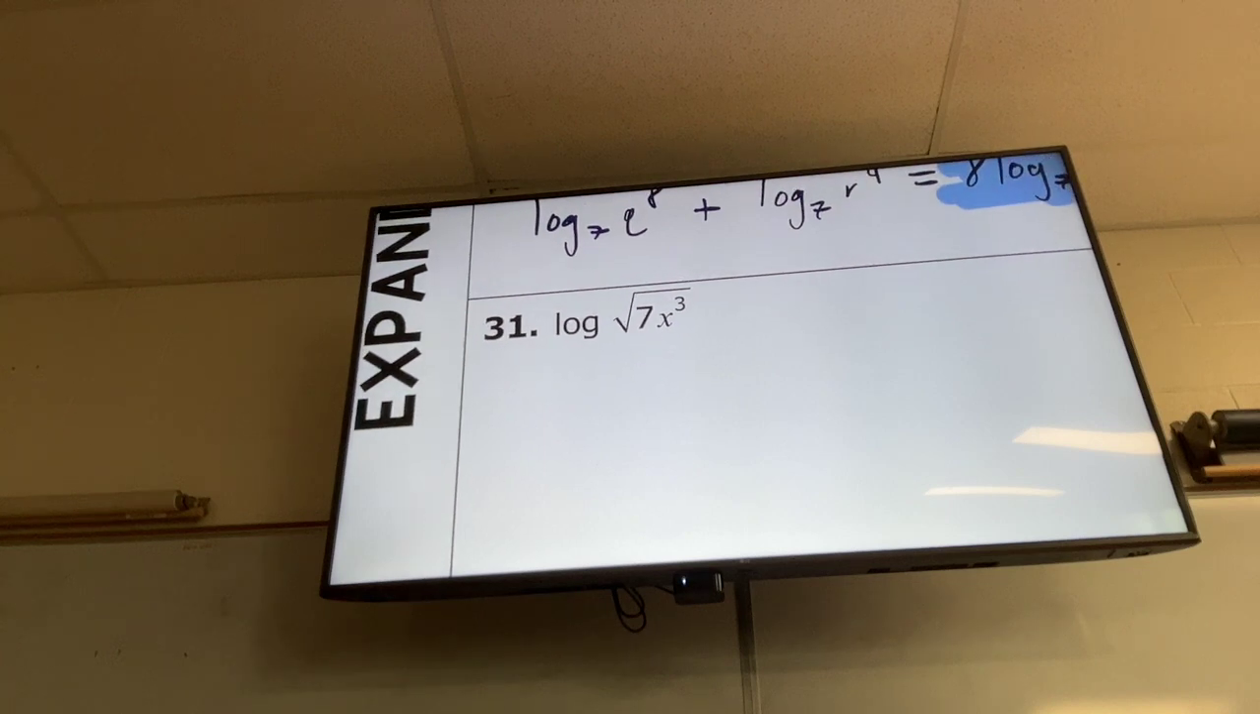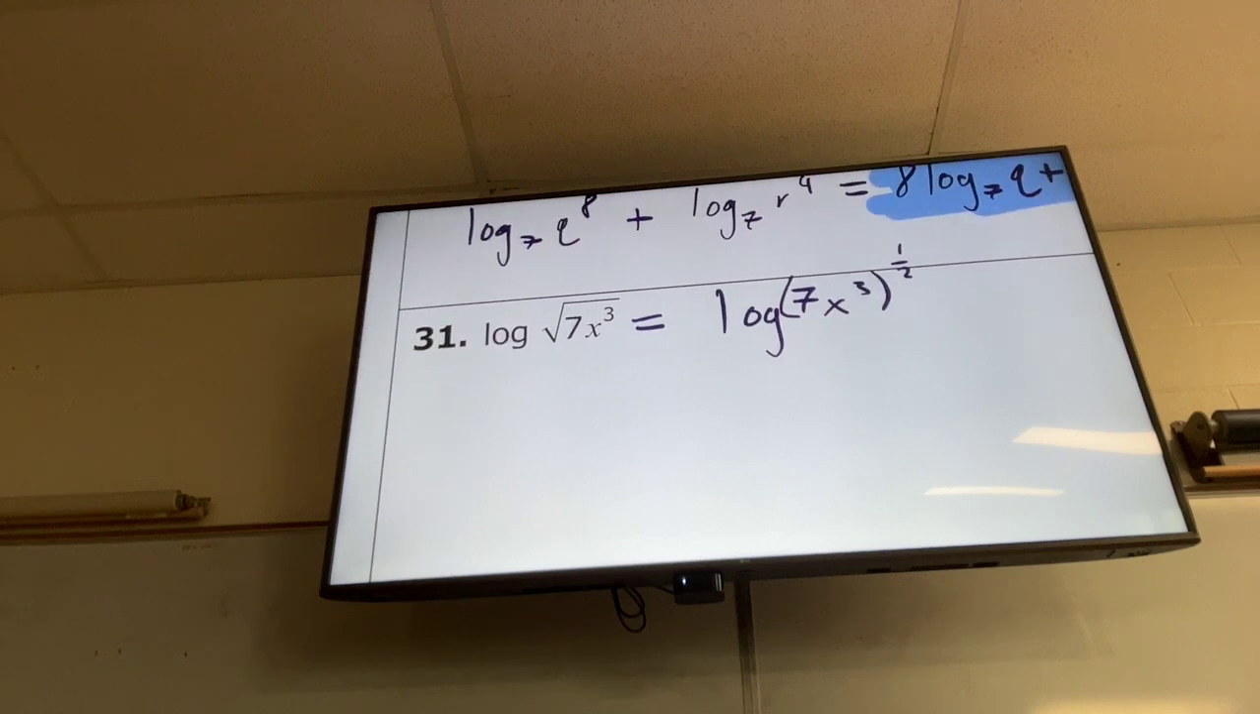What do I want to do first? How do I deal with that square root? Yep, so change it to an exponent. Now remember, this is really important. Both the 7 and the x cubed are underneath my square root symbol, right? So my parentheses need to go around both my 7 and my x cubed. It needs to be raised to 1/2, okay? You get the answer wrong if you don't put that.